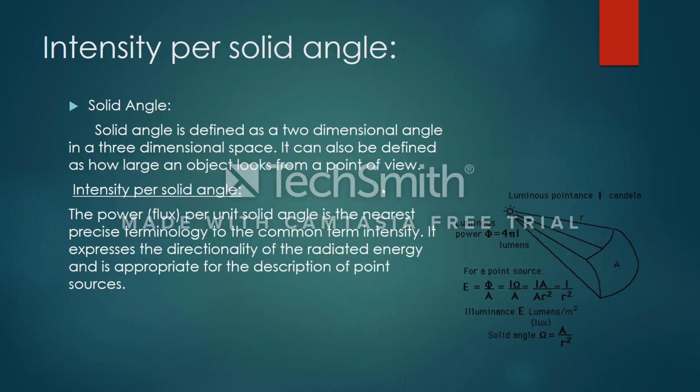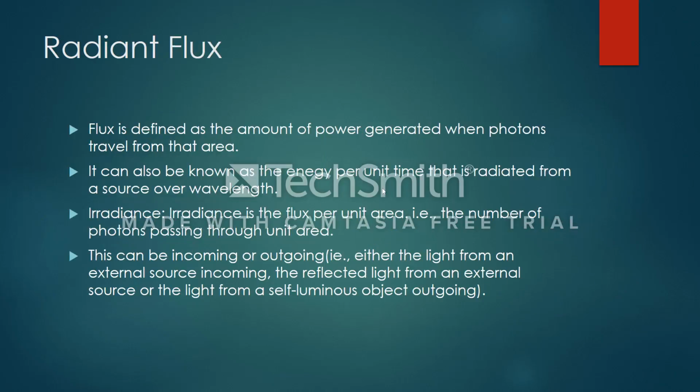Yeah, we've just seen about solid angle. I told you this is a two-dimensional angle in a three-dimensional space. It's the view from a viewpoint how large an object looks. What is intensity per solid angle? I told you the power flux per unit solid angle is the nearest precise terminology to the common term intensity. You can see the figure. It shows you the solid angle, the light source, and the point of view.